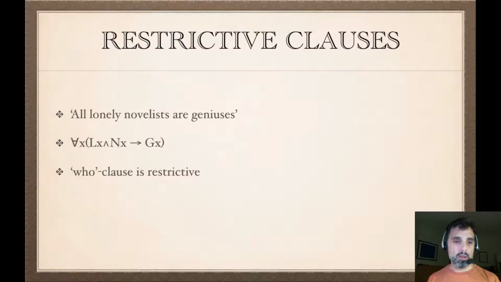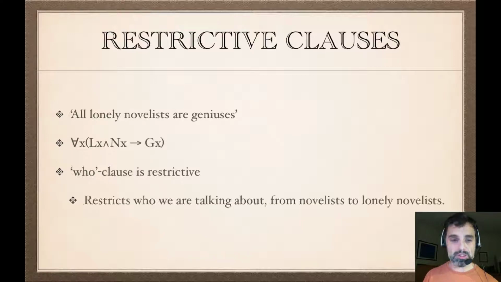Okay. So the who clause, and all lonely novelists, that's what the original sentence says. All novelists who are lonely are geniuses. That's the same thing as saying all lonely novelists are geniuses. So what the restrictive who clause does is it restricts the group that we're talking about. It restricts it from the large group novelists down to the potentially smaller group lonely novelists.